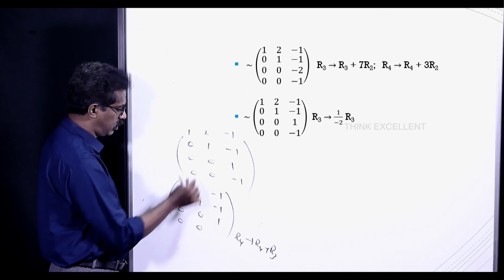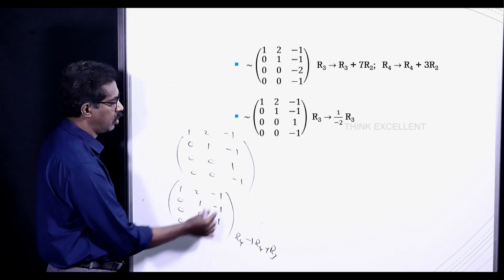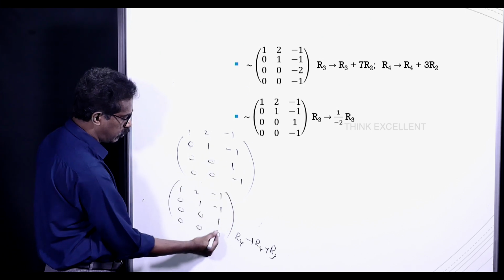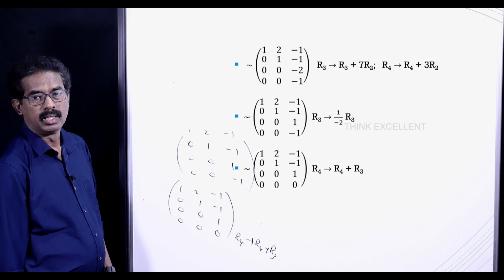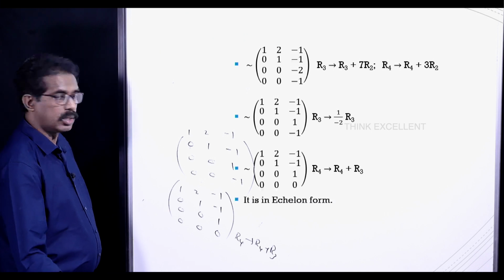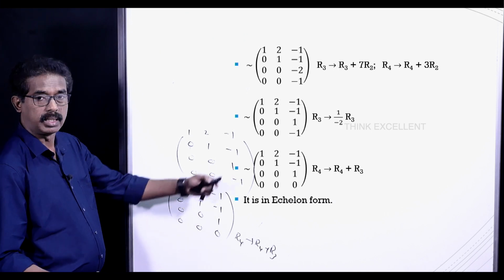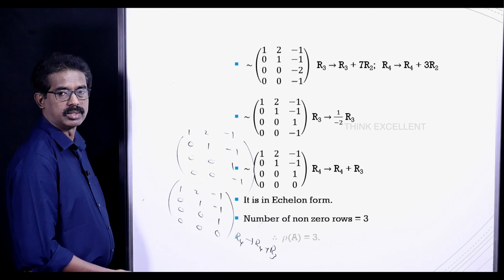Add these: 0 plus 0, 0. 0 plus 0, 0. Minus 1 plus 1, 0. It is in echelon form. Number of non-zero rows equal to what? 3, right? So you can say the rank is also 3.